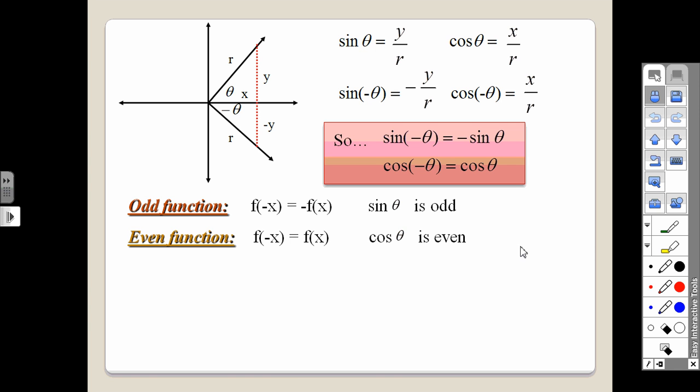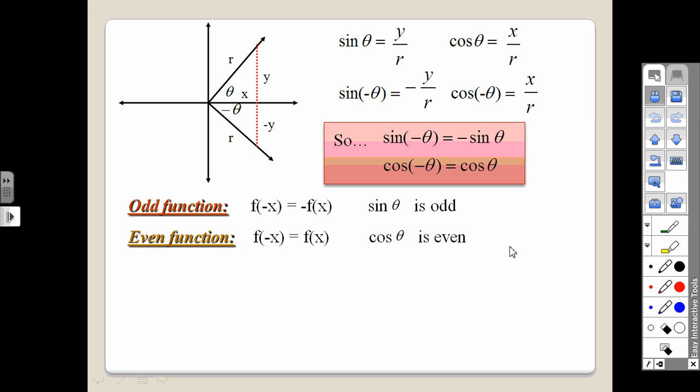But this concept is actually something that translates into all functions. You can classify a function as being either odd or even, or sometimes it's neither. And the idea is that if you take your function and evaluate it at negative x, and it comes out to be the exact opposite of your function evaluated at x, that is considered an odd function. Whereas an even function is if you evaluate your function at negative x, you get the exact same thing as the function evaluated at positive x. So you can see that sine and cosine can be classified as being odd and even functions.